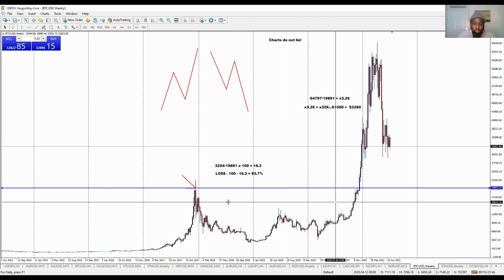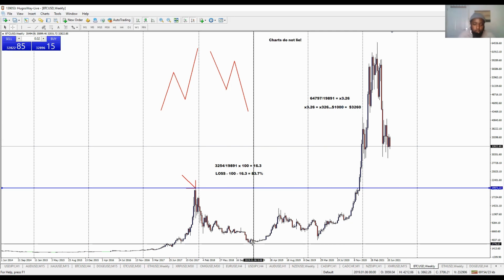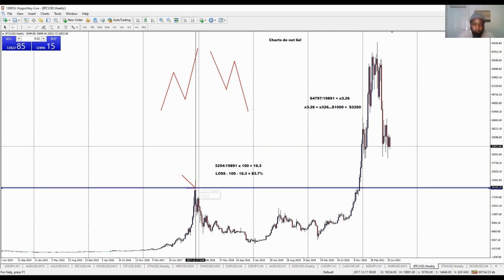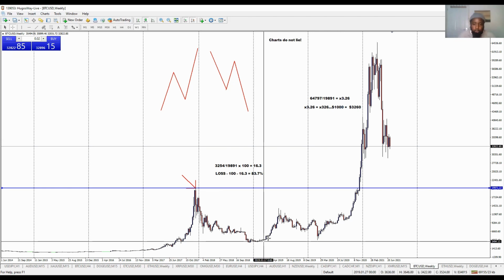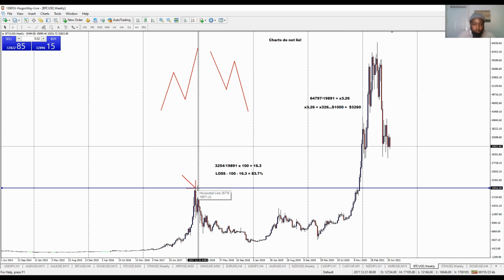The same way as a trader, I wouldn't want to buy at the highest point and sell at the lowest point. I want to be selling at the highest point and buying at the lowest point so I can actually make some profit. Same thing with investing. You don't want to be investing your capital and then being in what we call drawdown for a very long period of time.